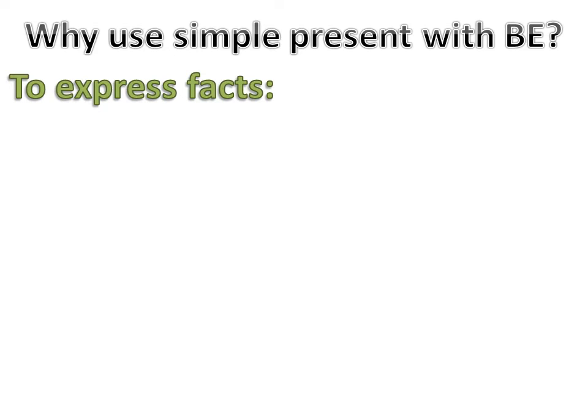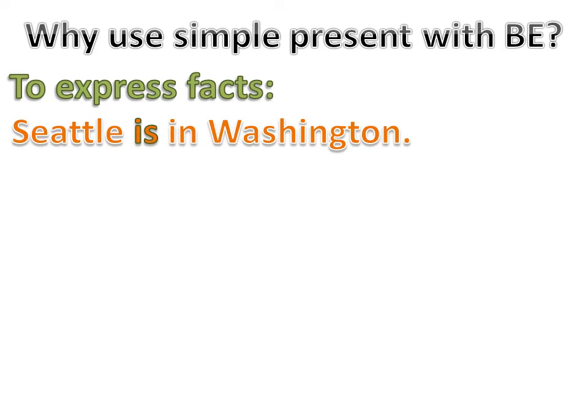All right, now that we've looked at some examples and we've seen our subject-verb agreement, let's look at why we use the present simple with be. Well, first, we use the present simple to express facts. Seattle is in Washington.